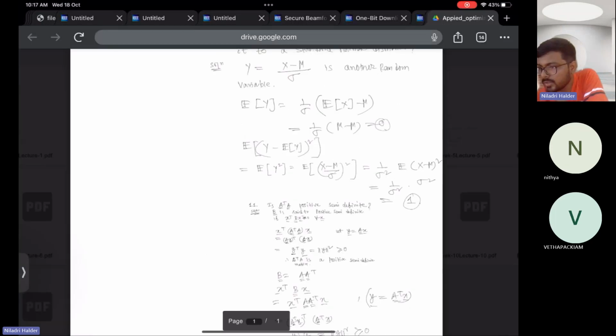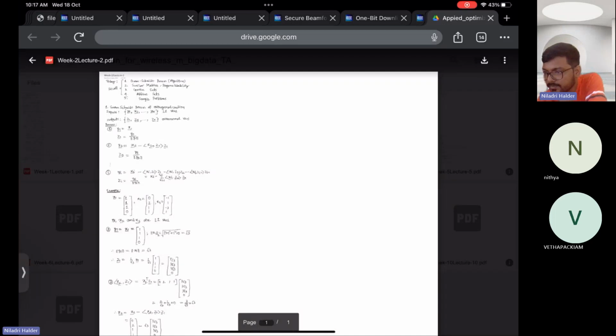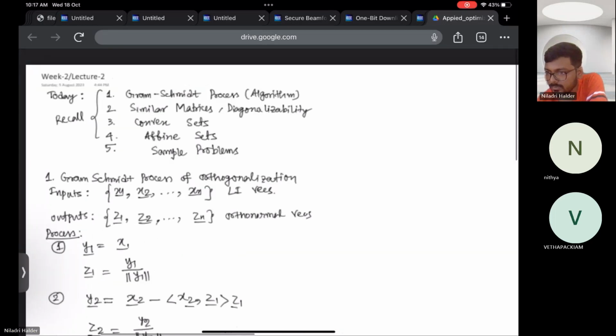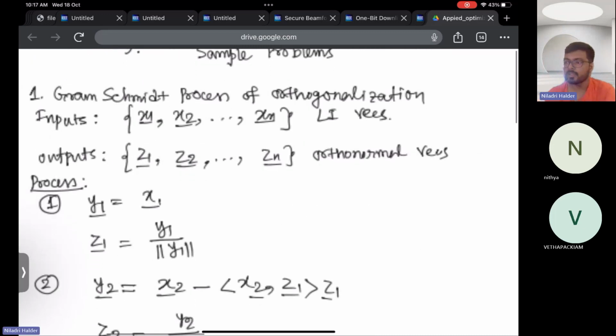Then we can go to the second lecture. This is the Gram-Schmidt process of orthogonalization. Suppose there are n linearly independent vectors, but they are not orthogonal. You can find n orthogonal vectors from the n linearly independent vectors. How to find them? We need to follow the Gram-Schmidt process of orthogonalization.